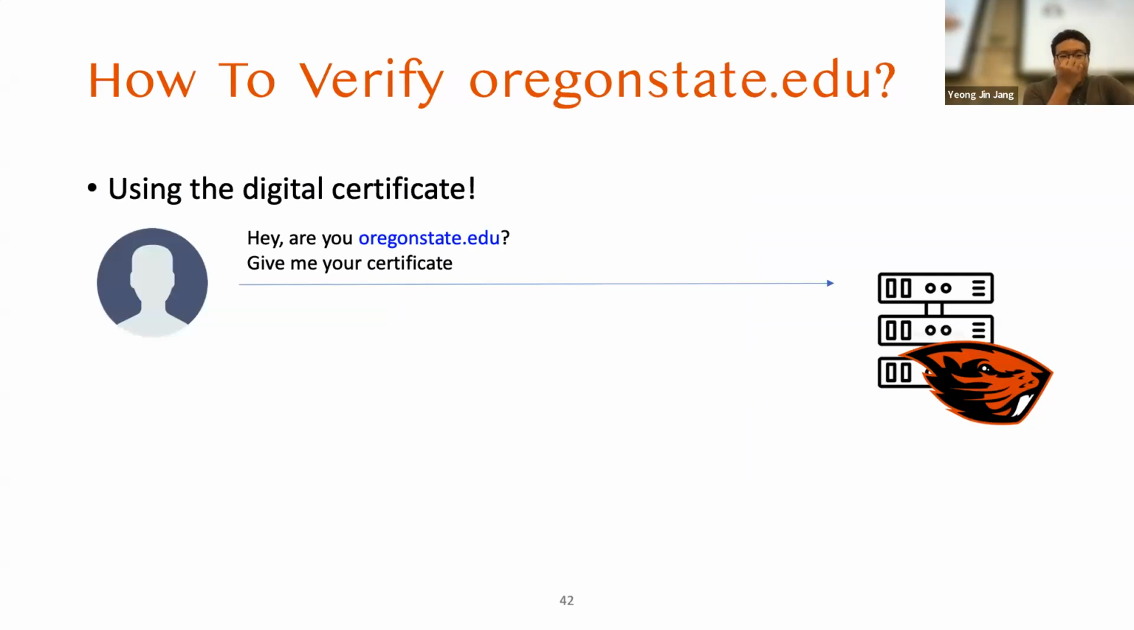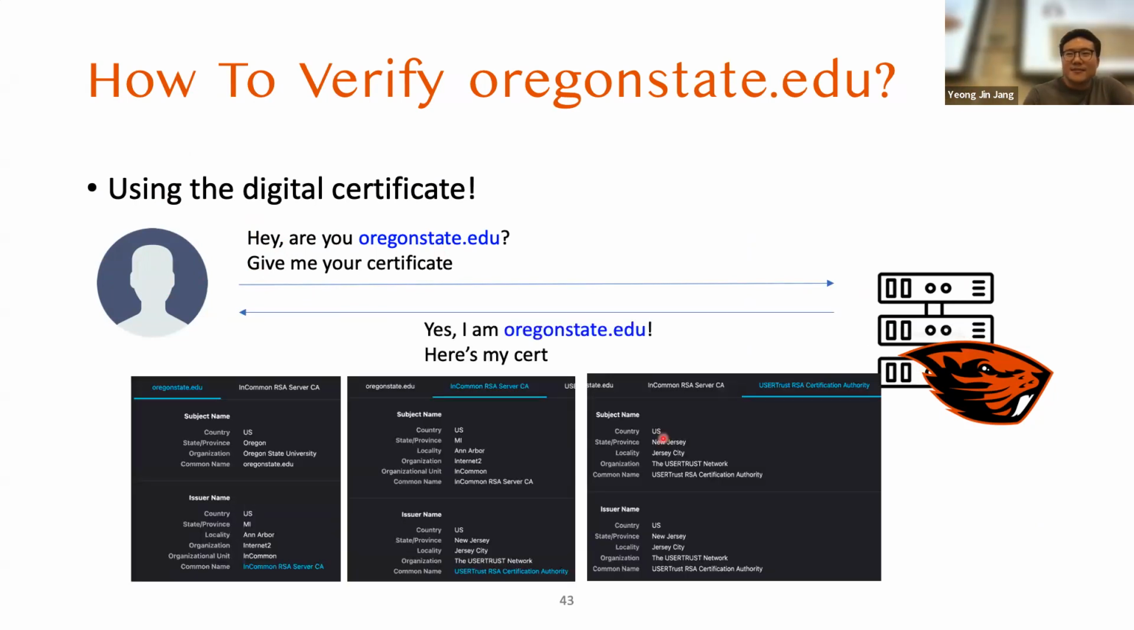And then next is about how we use the digital certificate. So we get back to the first question. I want to verify the identity of the server, and then just ask, are you Oregon State.edu? Then give me your certificate. Then the Oregon State.edu server will send us 3 certificates, not just one. It will send this one, and then that one.